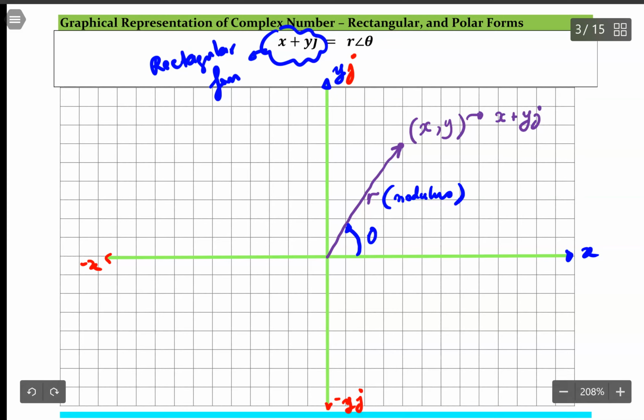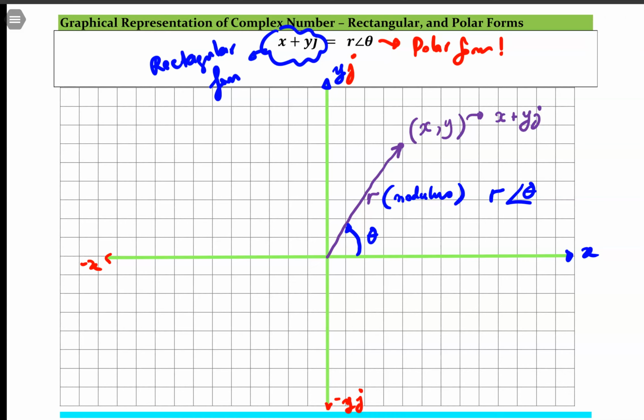This is my angle theta. So I present this one as r with the angle theta. So this is my polar form. This form right here is called the polar form. Alright, so rectangular form and polar form. So label that. Here I will call this one rectangular.